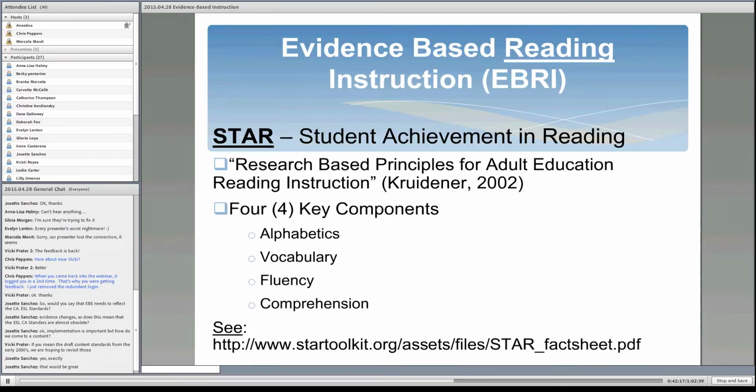But these are the four major components, and I'm sure many of you are familiar with STAR and the STAR toolkit. When taught systematically and explicitly, these areas were found to advance student development. So given its research basis, it could be a good tool for supporting reading instruction in adult education classes.